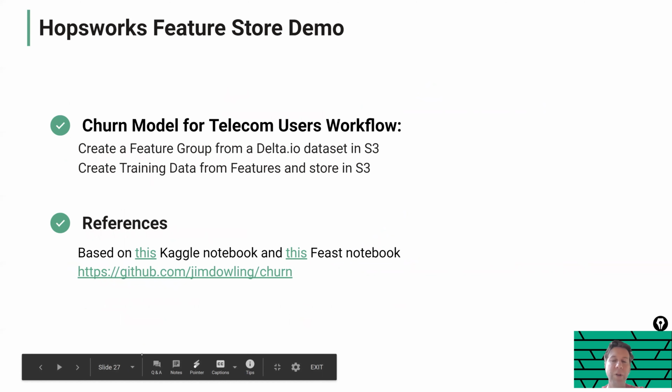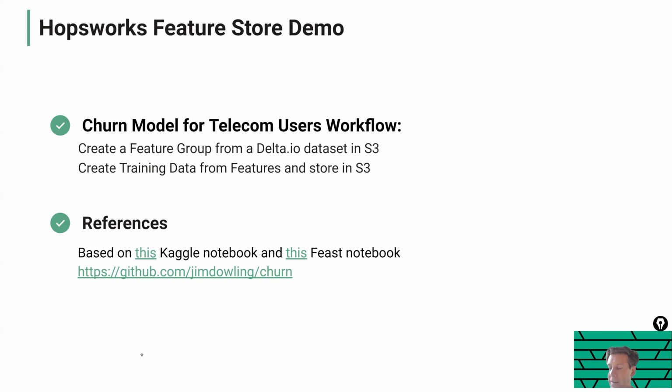So I'm now going to go through a demo of working with Hopsworks and Databricks. And I'm going to go through an example that's available online. You can find this code here at my repo. So it's jimdowling/churn on GitHub.